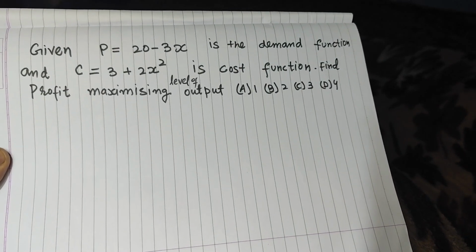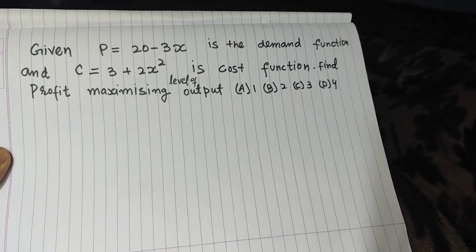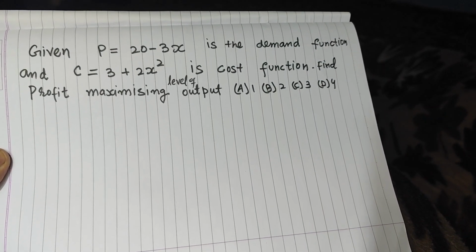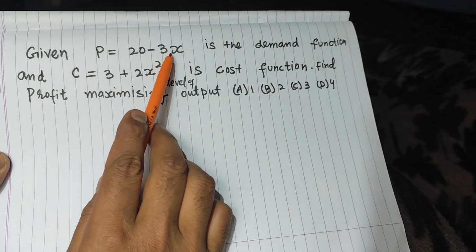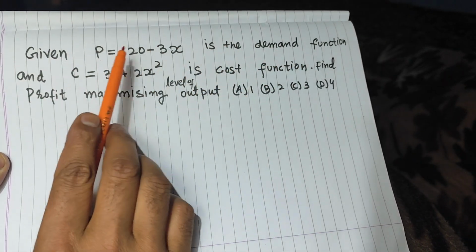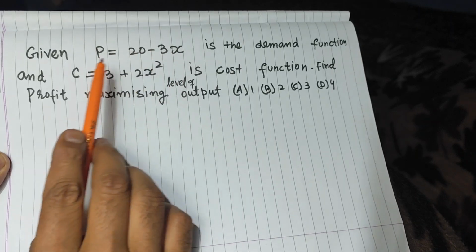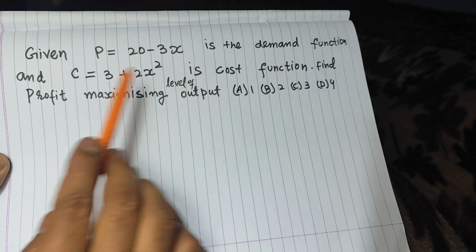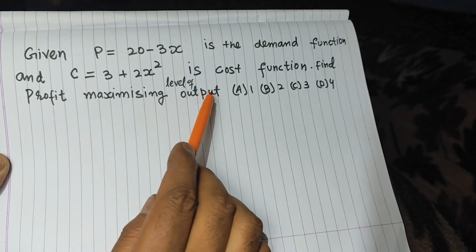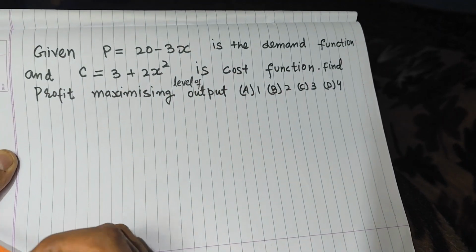In this video, we will learn how to find out the profit maximizing level of output from the given demand and cost function. The question is, given P is equal to 20 minus 3x is the demand function, where P is the price, x is the output, and C is equal to 3 plus 2x square is the cost function. We have to find out the profit maximizing level of output. Options are being given, we need to find out the correct option.